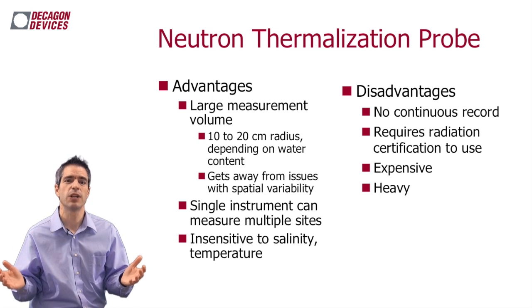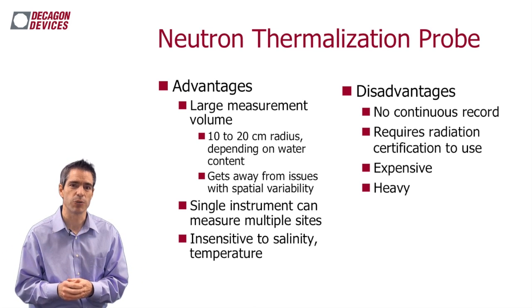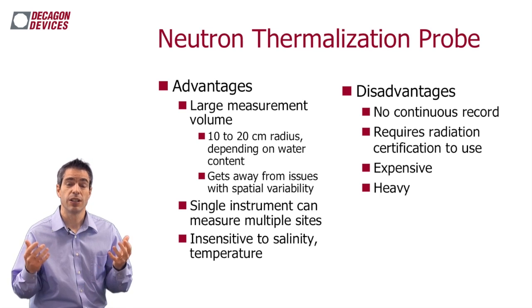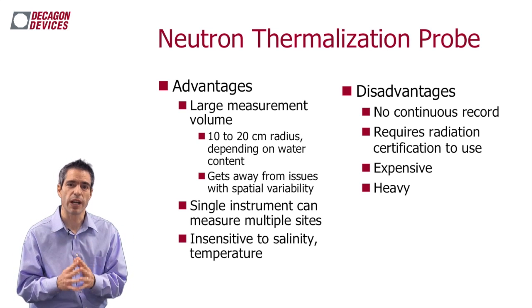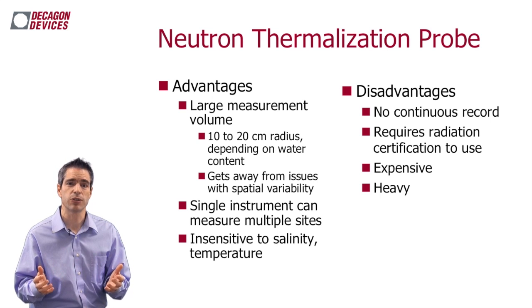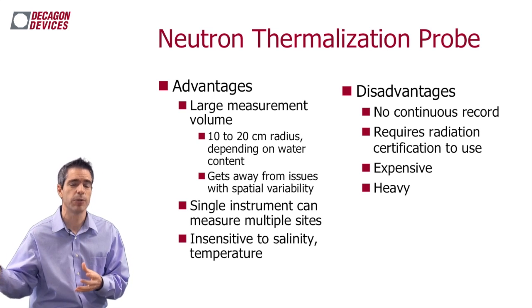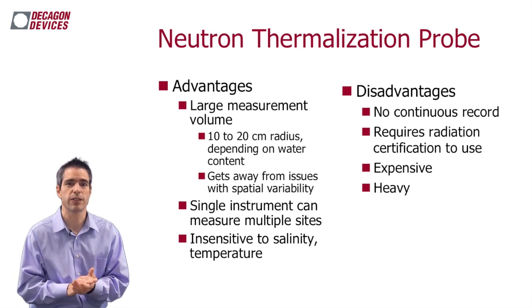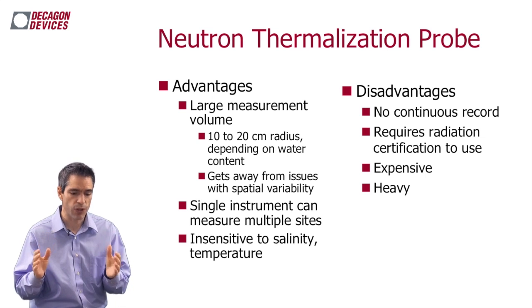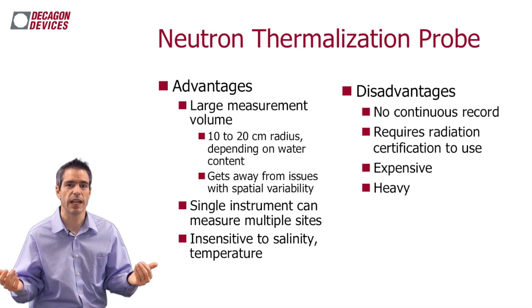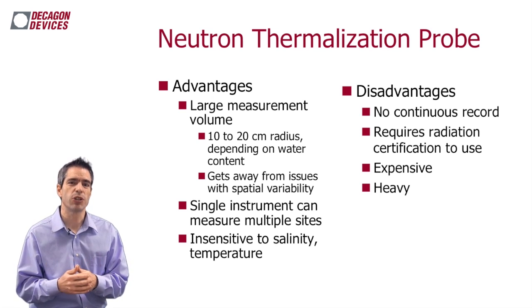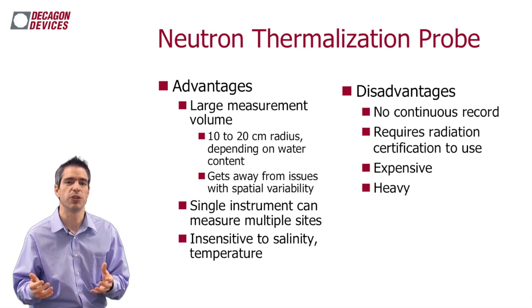First of all, you can't obtain a continuous record using neutron thermalization. Why? Because it is something that's regulated by most governments of the world. Because it's using a radioactive source, you cannot leave it in the field. It's got to be under constant supervision, whether it's under lock and key at the lab or out in the field. If you don't have it, it must be locked in your vehicle. So there's no way just to leave it out in the field and get continuous monitoring. It also requires radiation certification to use, again because you're using this radioactive source.